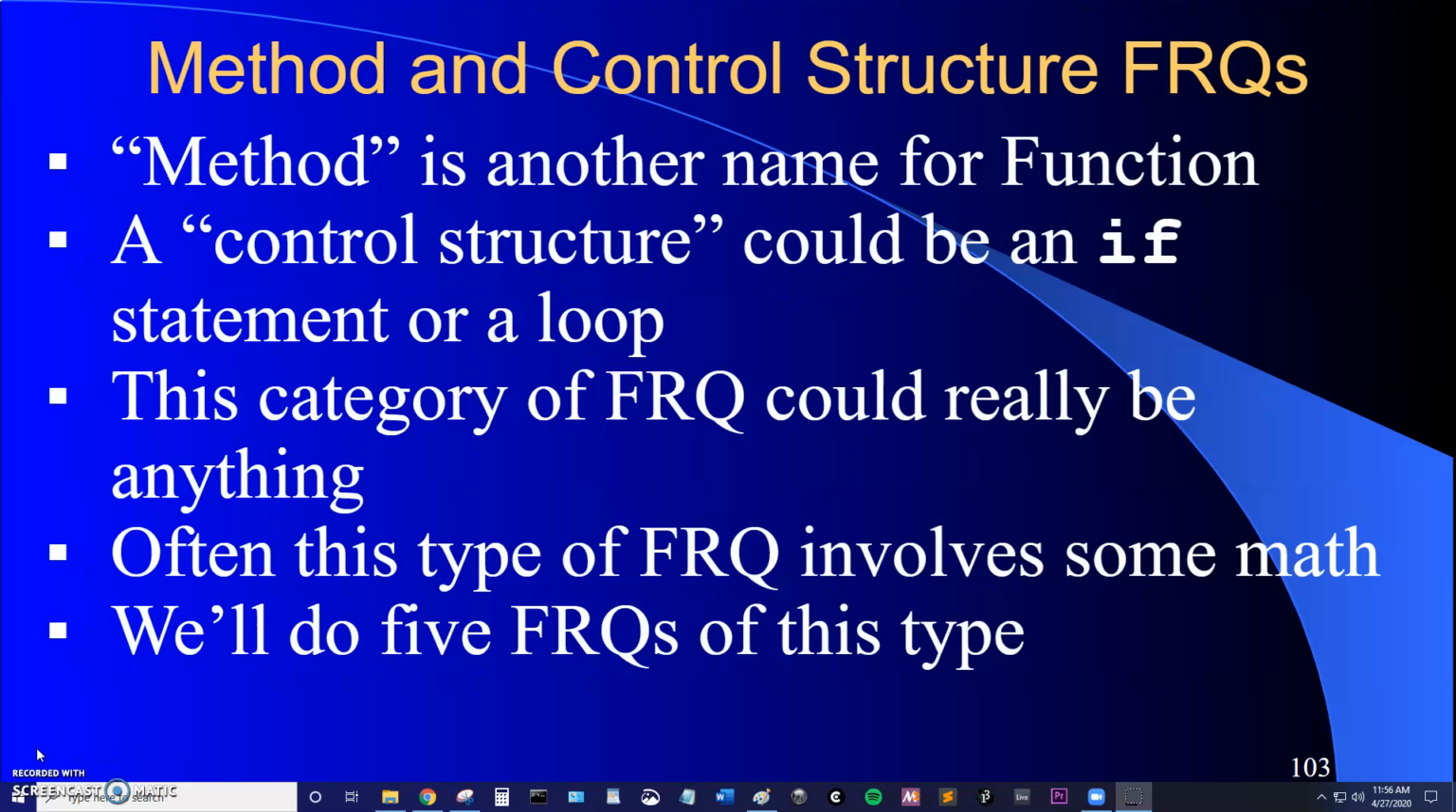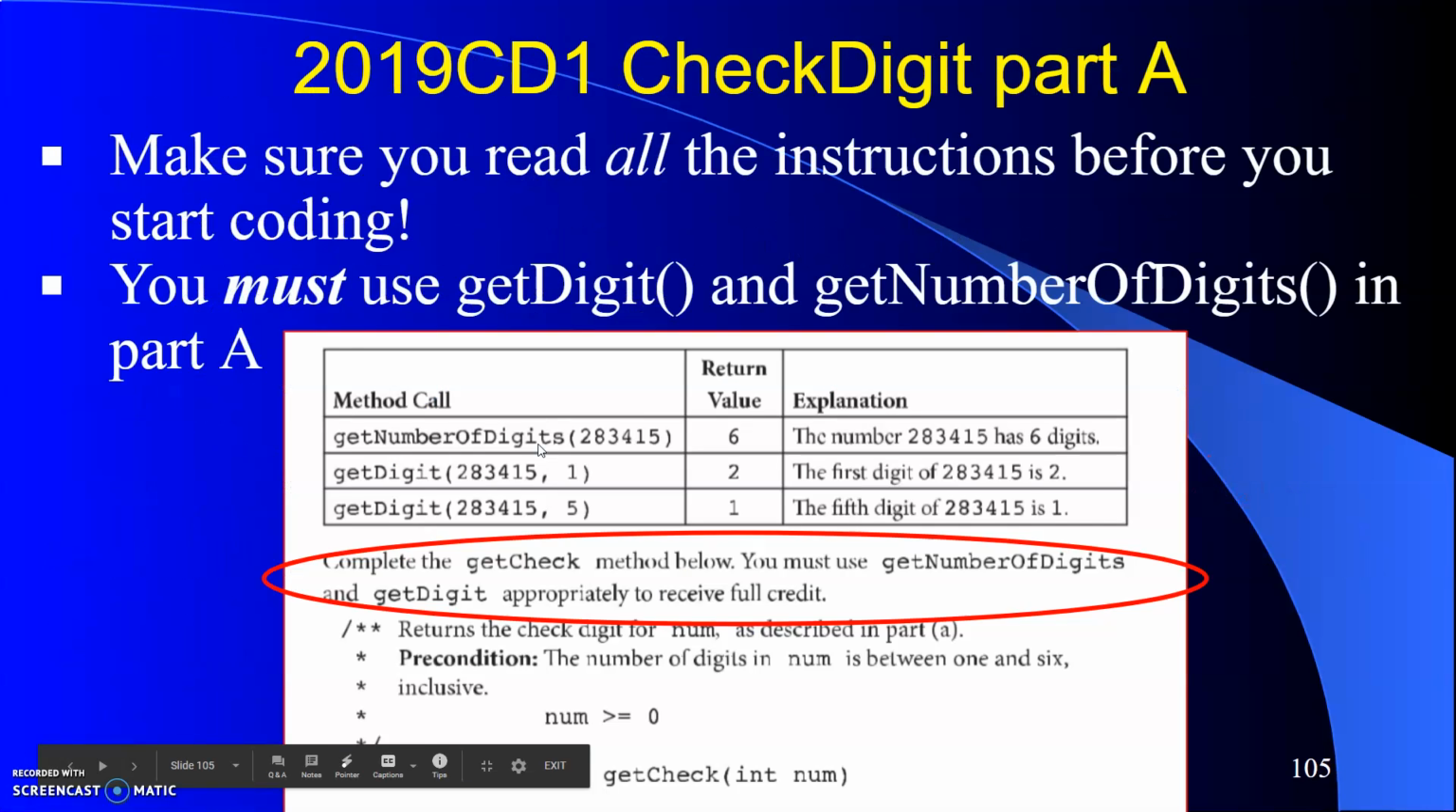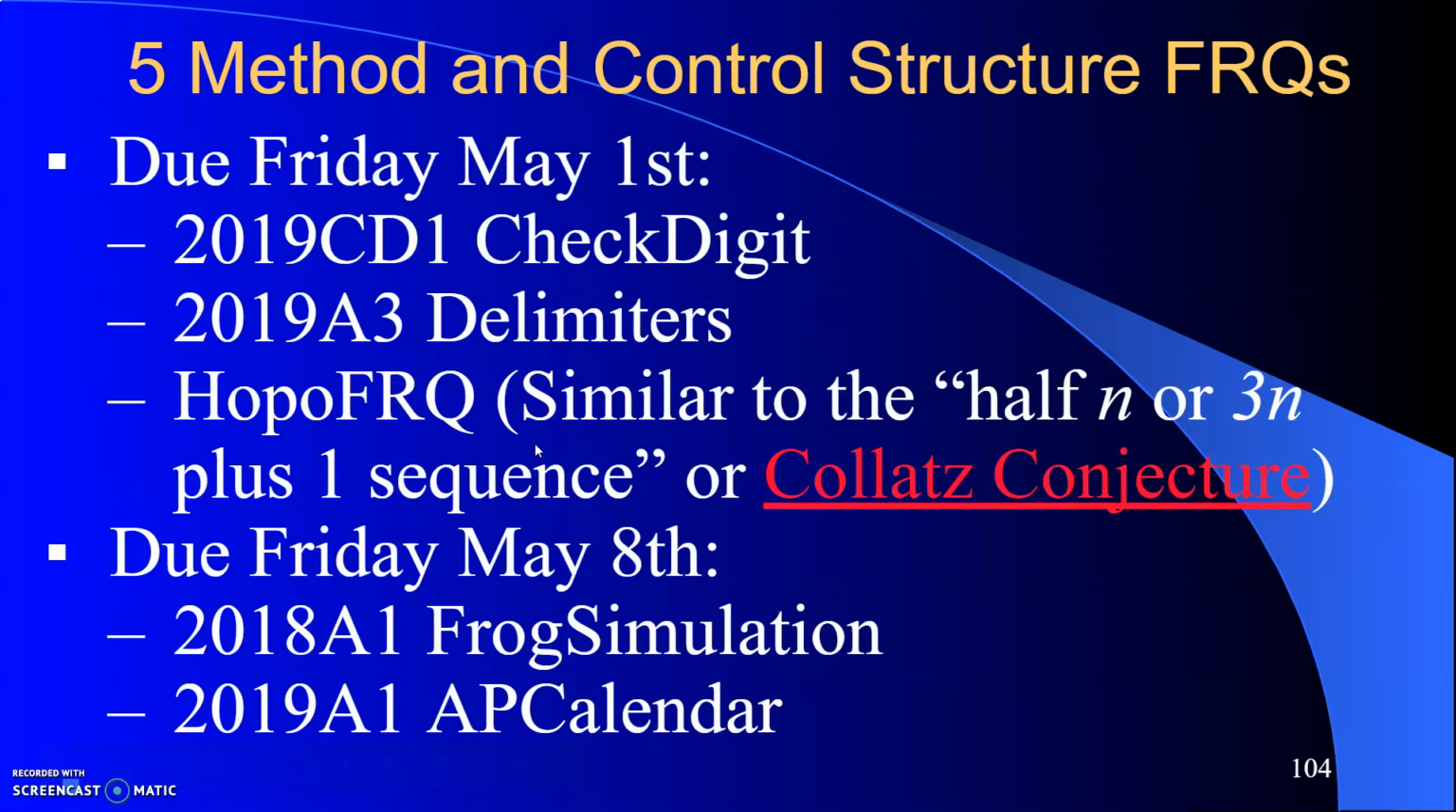This category of FRQ seems like it could really be anything to me, but I've noticed a pattern. Often this type of FRQ is kind of mathy, and we're going to see some of that in the 5 that we're working through. We're going to have 3 that are due this week: the check digit, delimiters, and HOPO FRQ. Check digit, as you might guess, is kind of mathy, and HOPO is kind of mathy. It's similar to a famous unsolved math problem called the Collatz conjecture, which is interesting if you like that kind of stuff, but it's not necessary just to do the problem.